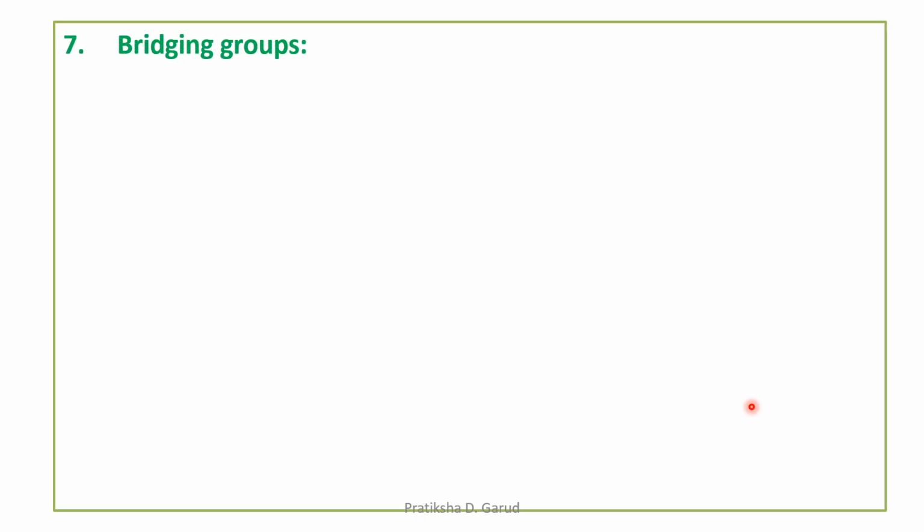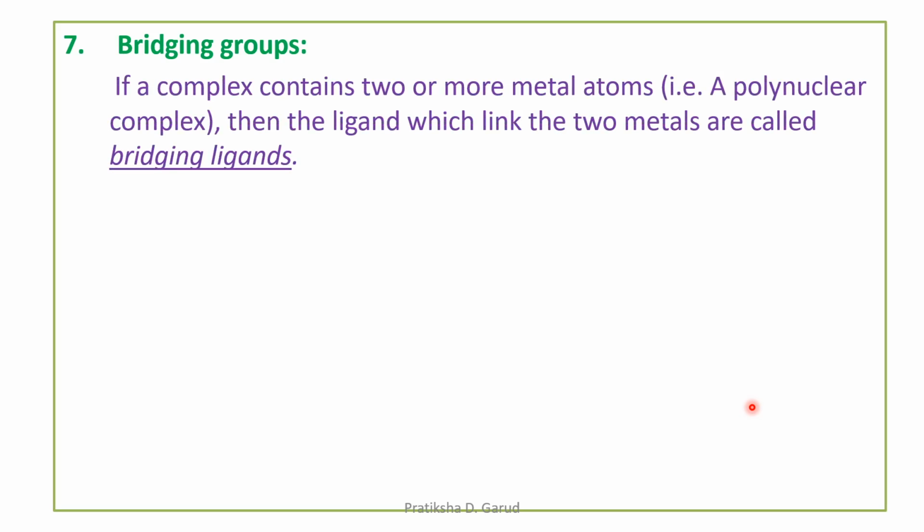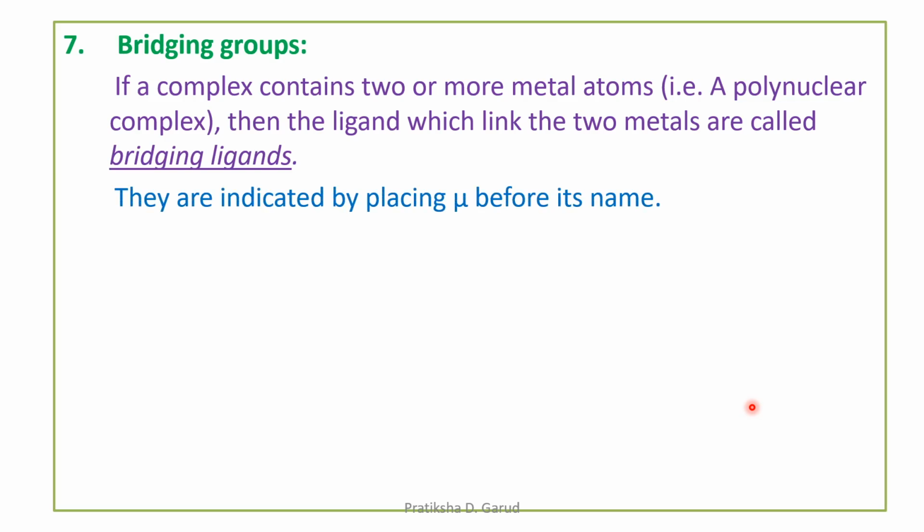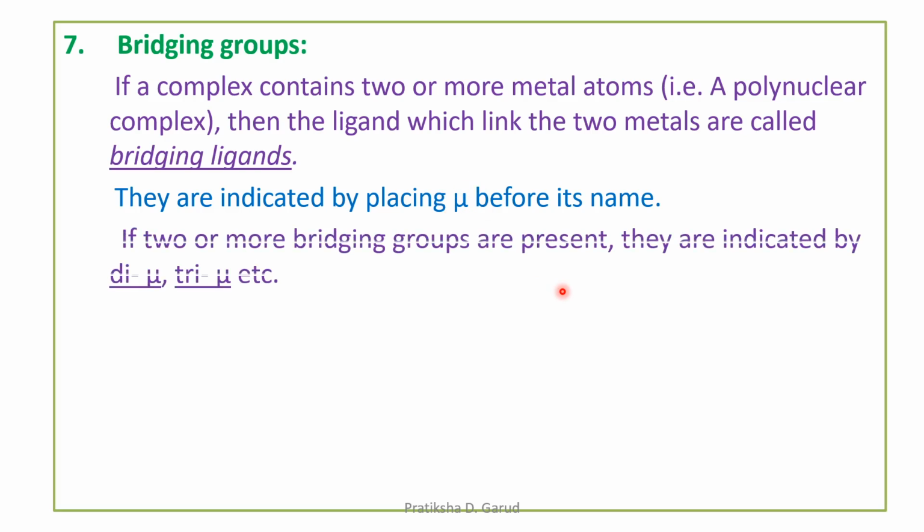Rule number 7, bridging ligands. Bridging means the same ligand is attached to two metals. So if a complex contains 2 or more metal atoms, that is a polynuclear complex, then the ligand which links two metals is called the bridging ligand. These bridging ligands are indicated by placing the symbol mu before the name. If 2 or more bridging groups are present, they are indicated as di-mu for 2 bridging ligands, tri-mu for 3 bridging ligands, etc.